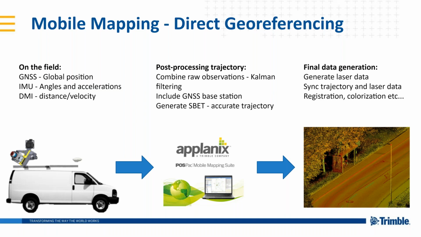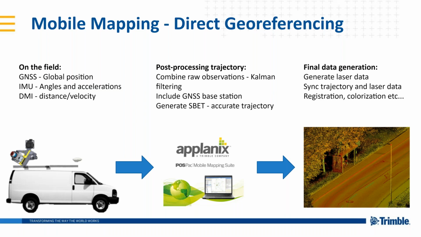So we start from the field on the left. We have different kinds of positioning or navigation sensors in our system. We have a GNSS antenna receiver, which will give us a global position. We have an IMU, which is measuring angles and accelerations of the moving platform. Then many times we have something called a DMI, a distance measurement indicator, which is giving us the accurate distance we have covered, or velocity, of course, as well.